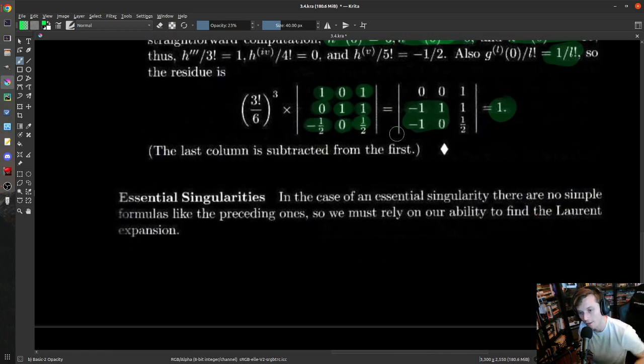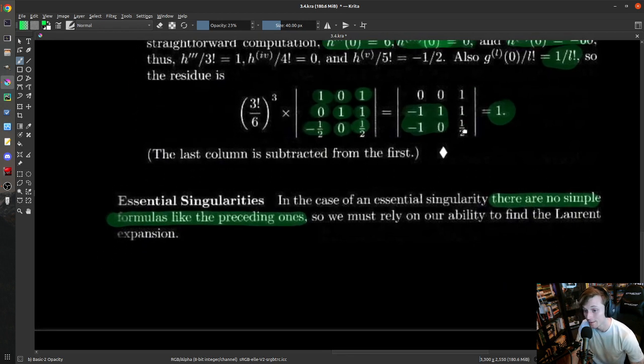The final question, though, is what to do with essential singularities. We'll talk about this a little more, but for now, essentially all I have to say to you is that essential singularities are the hard ones. There are no simple formulas like the preceding ones, at least as far as I know. We generally have to rely on our ability to actually find the Laurent expansion to get the first coefficient. We have to at least find that first coefficient, that B1, to do this. Kind of nuts.